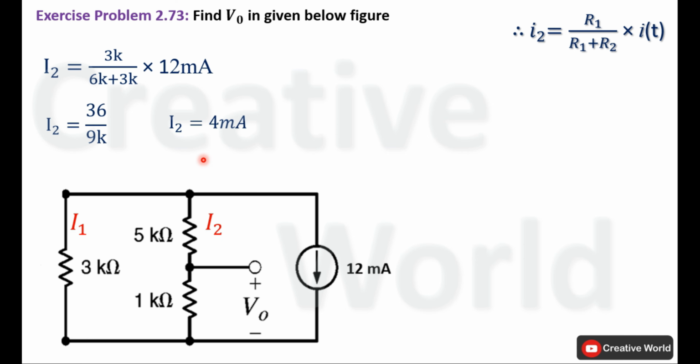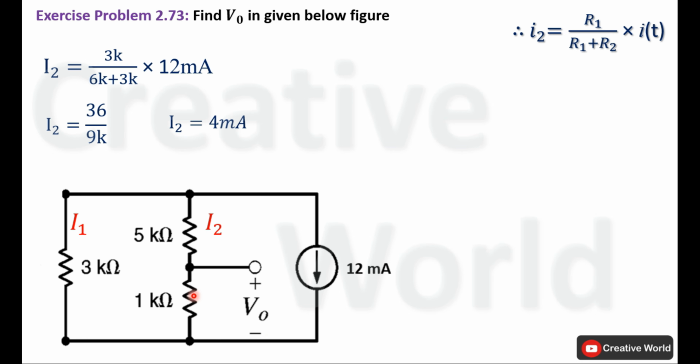4 milliampere current is flowing through this branch and the direction of current is upward. This 12 milliampere current is entering this node and it is leaving from these two branches. So the direction of current through this branch will be upward.